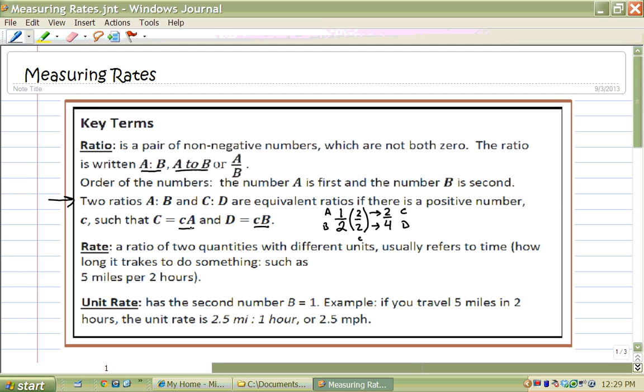A rate is a ratio of two quantities with different units. In real world situations, a rate usually refers to time somehow. You know, how long it takes.